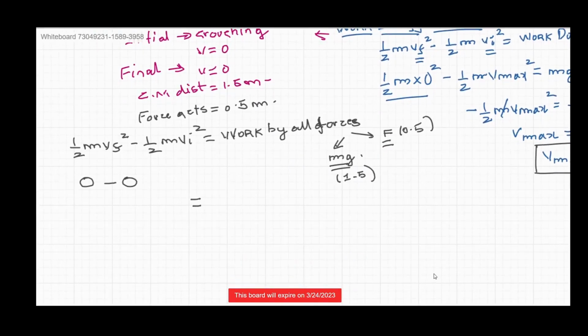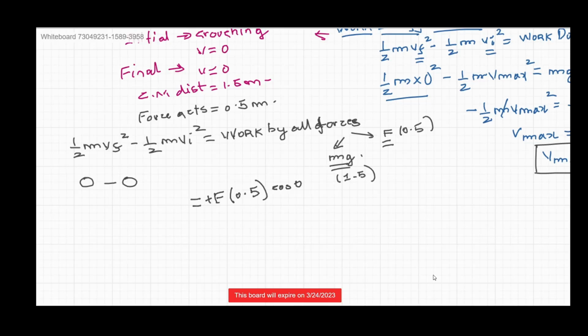Okay, so now let's populate the right hand side. So on the right hand side you have force. The distance for it works out to 0.5 meter. Now what is the angle between the force and the displacement? They're acting in the same direction, so cos 0. So always look at the directions also, right? So the force will do a positive work.